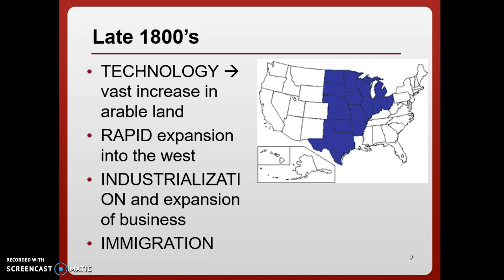What allows for this rapid expansion west? A lot of technological inventions and the mechanization of agriculture.